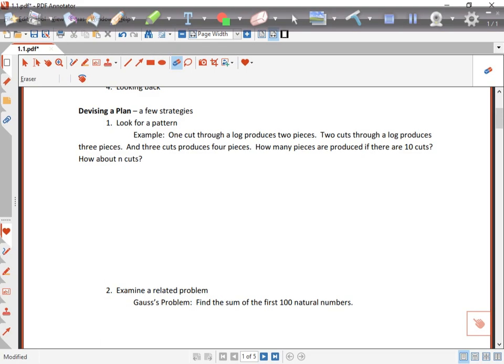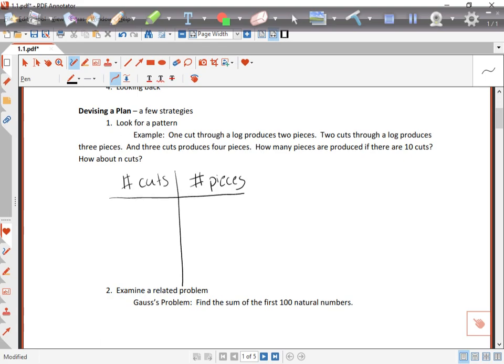So we could say that the number of cuts versus the number of pieces. Okay, so we were told if there's 1 cut, there'd be 2 pieces. If there's 2 cuts, there'd be 3 pieces. If there are 3 cuts, there would be 4 pieces. So this looks like a pattern. The number of pieces seems to be 1 more than the number of cuts. So if I continue on and go to 10, and I continue in that pattern, I would get 11 pieces.